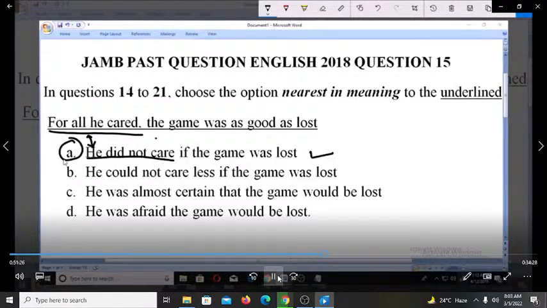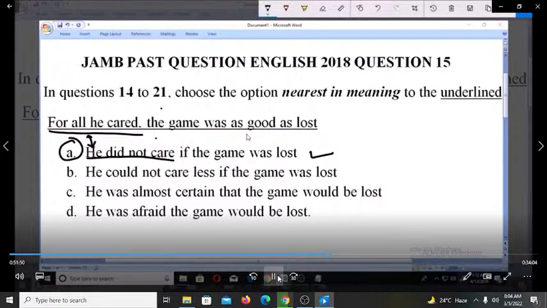Now looking at other options, he could not care less if the game was lost. No. He was almost certain the game. No. He wasn't certain, but he did not care. For all he cared. He was afraid the game. There is nothing like being afraid here. For all he cared simply means that he did not care whether the game was lost or not. So option A is the right answer for this.